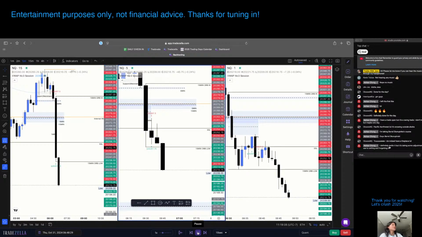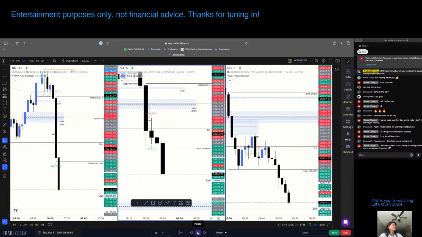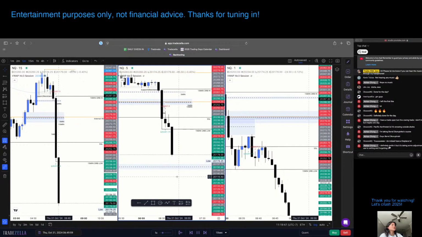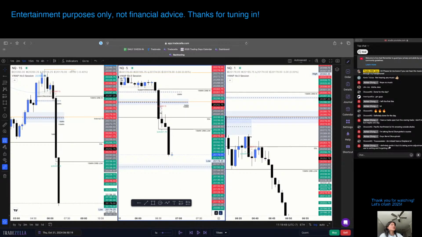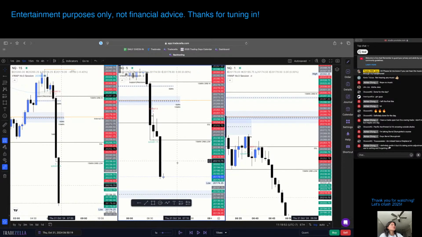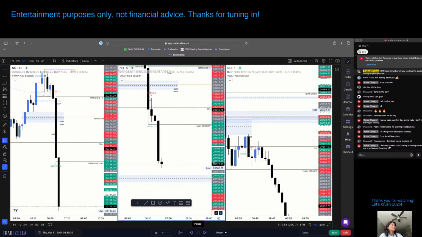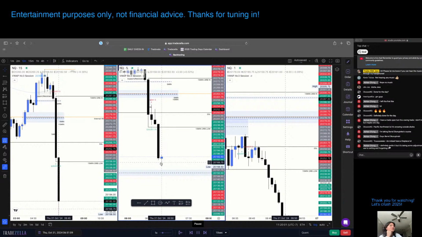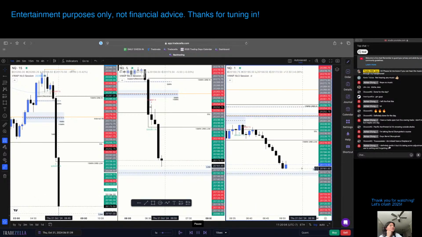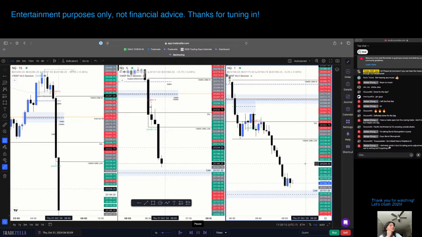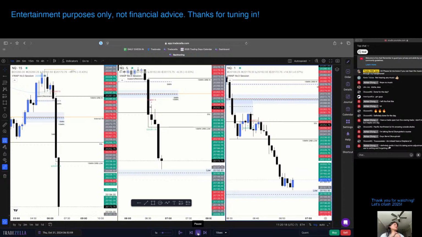That's a heavy 5-minute. Very heavy. Really, really heavy candle. Okay, let's see. Let's see what we got here. Pause. Yeah, that's a heavy one. Just waiting for this to go.